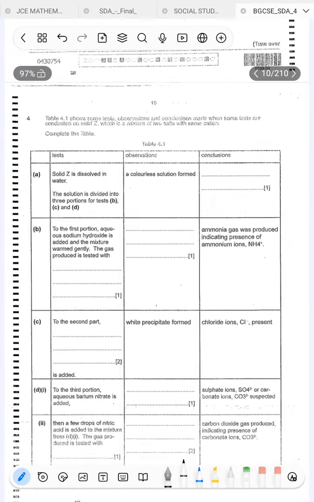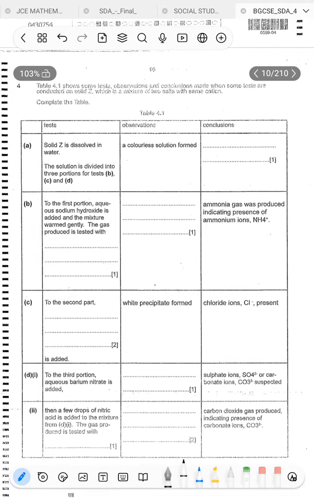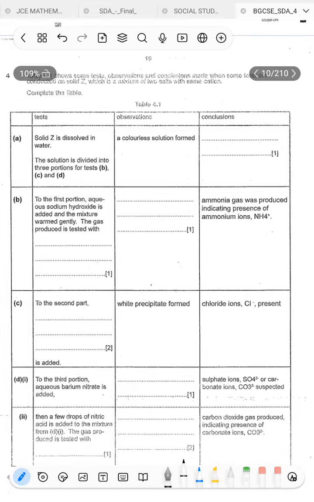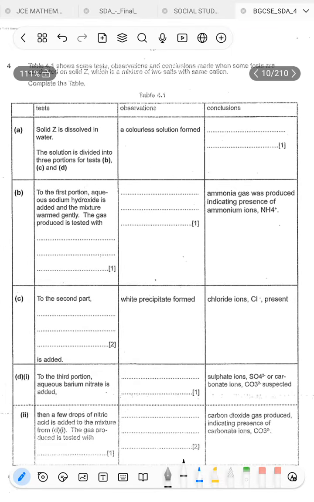Let's continue. Now we're going to do a little bit of investigative chemistry. Question 4 says, Table 4.1 shows some tests, observations, and conclusions made when some tests are conducted on solid Z, which is a mixture of two salts with the same cation.